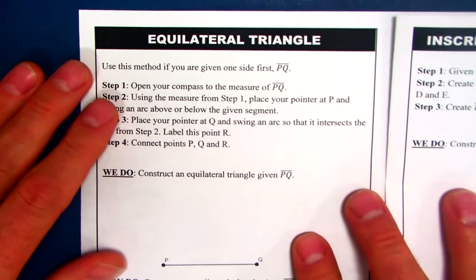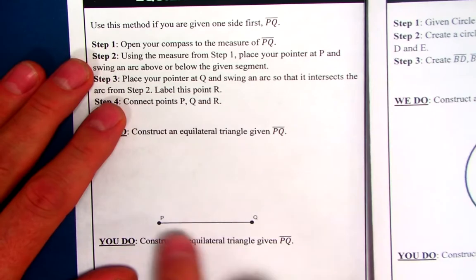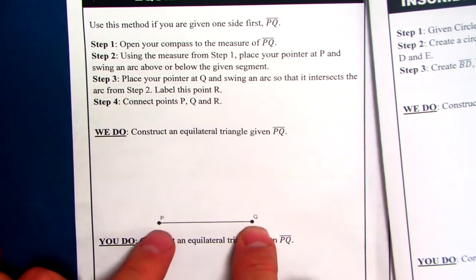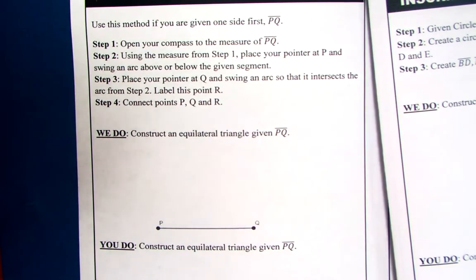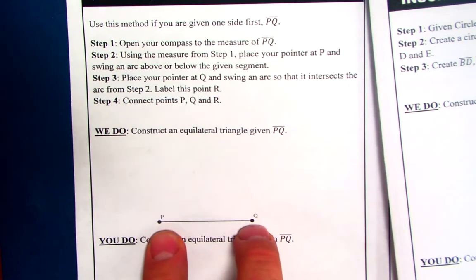So a little bit more interesting than just bisecting a segment, let's say. So let's start with an equilateral triangle given one side. We're going to make an equilateral triangle. That means all side lengths are the same length. And our given length is PQ.